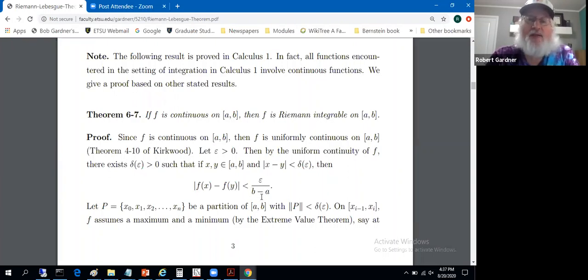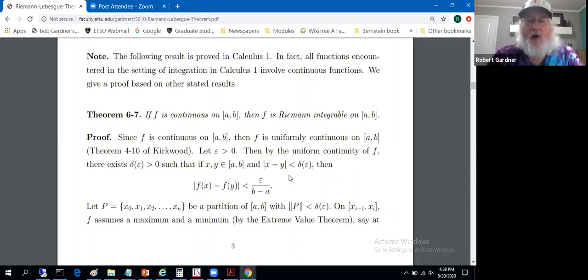I choose a positive number. For some reason, I chose epsilon over b minus a instead of just epsilon itself. B minus a, that's the length of that interval. I bet that's going to play a role. So what we're saying is if x and y are close together, then f of x and f of y are close together in a usual epsilon delta type sense, well, in the setting of uniform continuity.